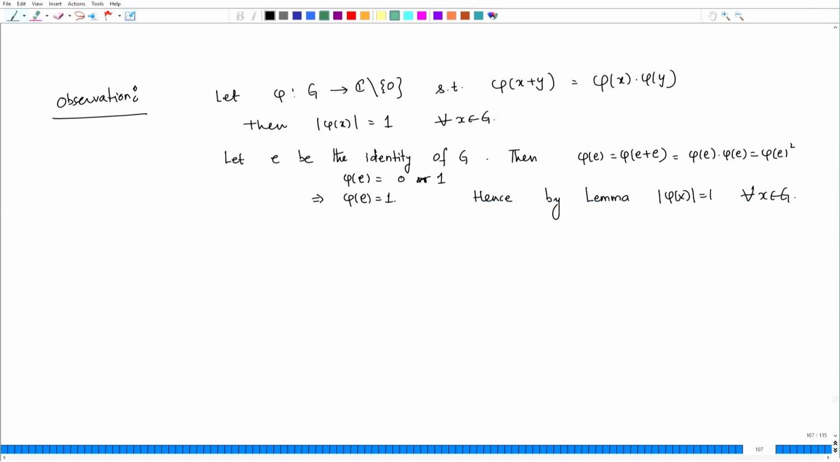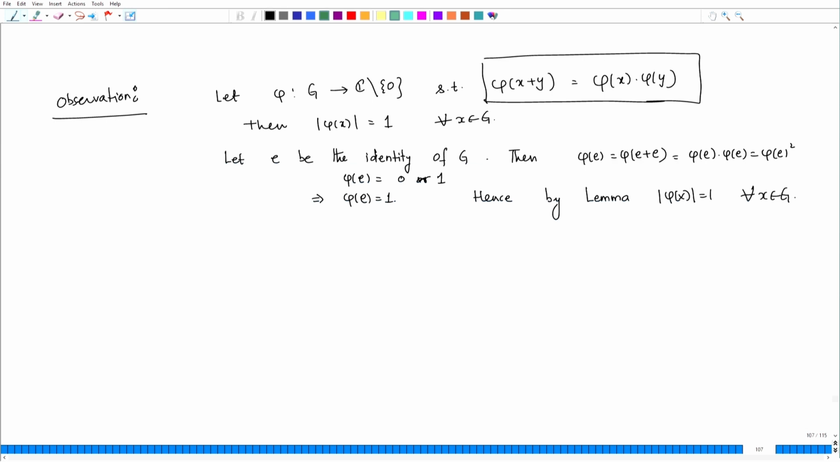So essentially, C minus 0 is a group under multiplication. If I have a homomorphism from the finite group G to C minus 0, then this automatically gives me that the modulus of phi x is equal to 1, if G is a finite abelian group in our setting.